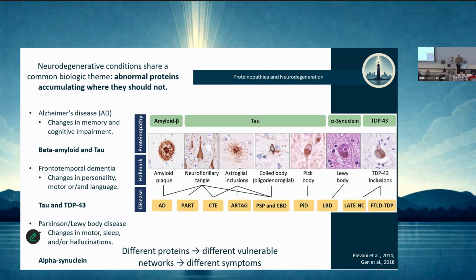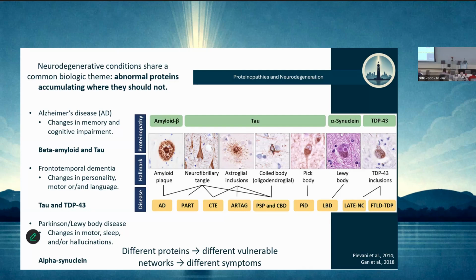One of the other diseases that we'll talk about is frontotemporal dementia, where you'll see changes in personality. You can also see changes in movement and changes in language. That can be associated with tau, and it can also be associated with TDP-43. As in Alzheimer's, tau can accumulate as neurofibrillary tangles, and you can also have TDP-43 inclusions, which are those aggregates of protein that are toxic to brain cells.